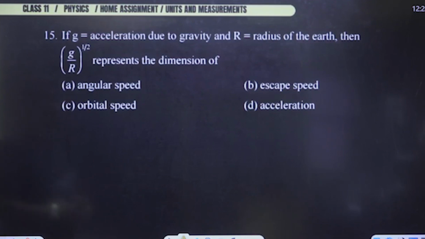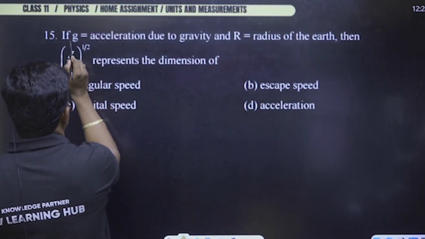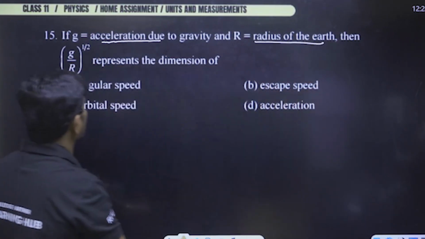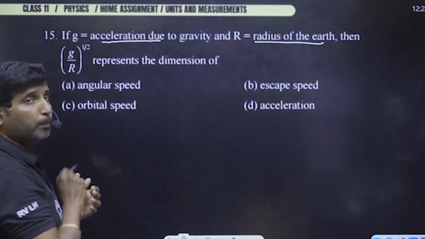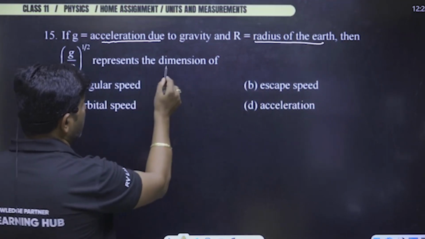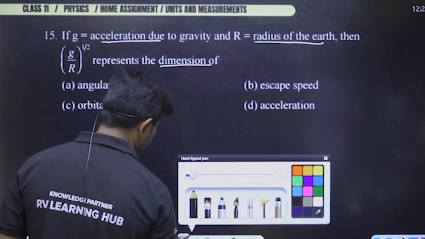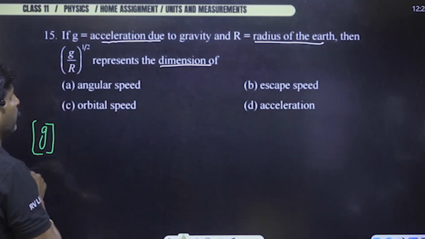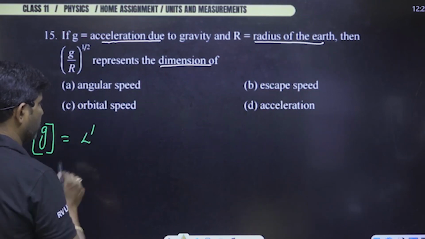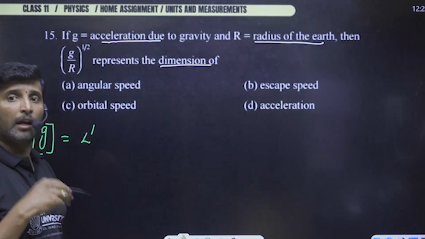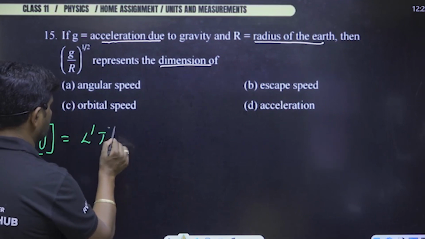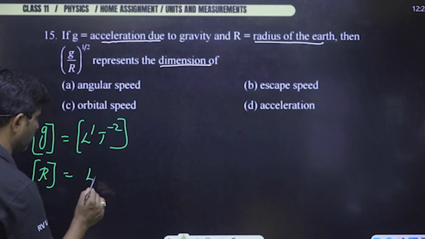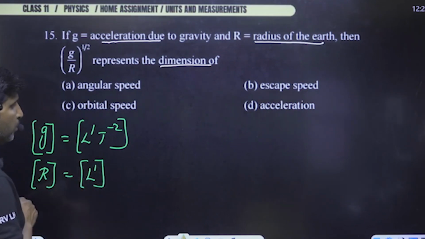So let us move on to the next question. What they are saying to us: g is acceleration due to gravity, R is the radius of the earth. Then g by R whole power 1 by 2 represents the dimensions of what? First of all, calculate the dimensions of g by R whole power 1 by 2. So g is nothing but acceleration due to gravity, nothing but acceleration. Therefore you can say L power 1, T power minus 2, and R will have the dimensions of L to the power of 1.